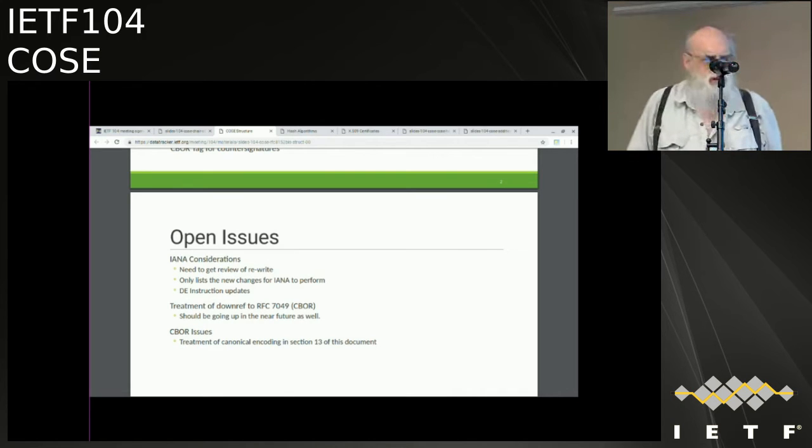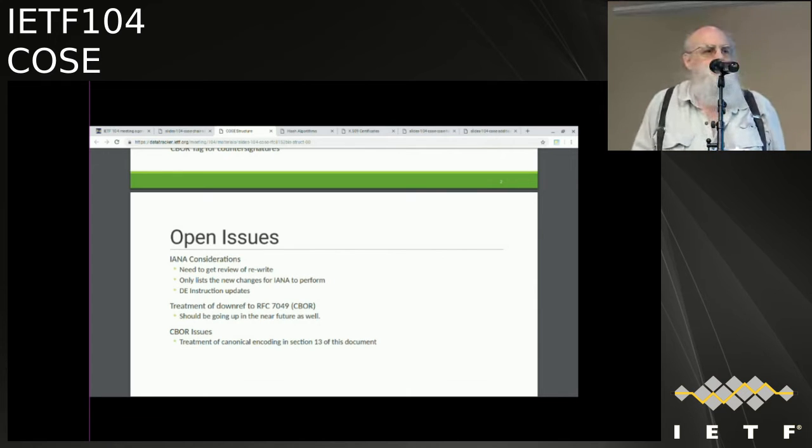Things which basically I don't necessarily know what we're doing with, or just, basically, I need input. I rewrote the IANA considerations to only have the things that IANA is supposed to do when this document shows up, rather than having all of the old registrations in the IANA sections, to make it easier for IANA.